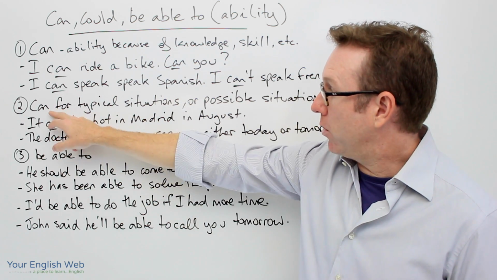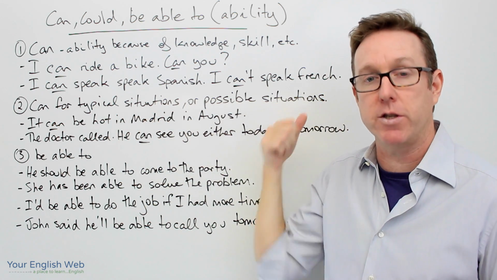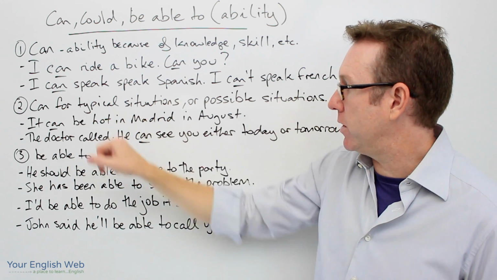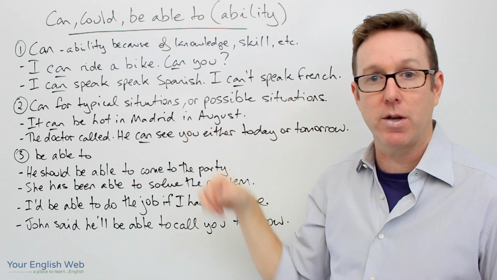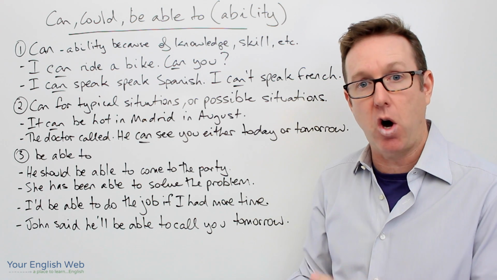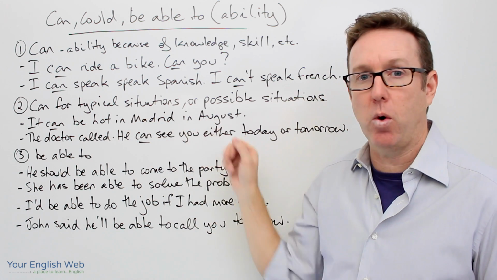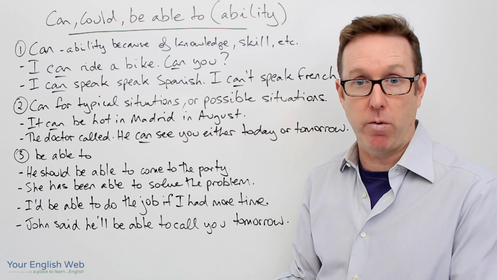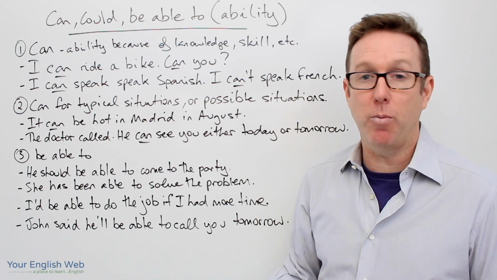Now, we can also use can for typical situations or possible situations because of the circumstance, okay? Now, what we mean by this is typical situation. It can be hot in Madrid in August. It's typical for it to be hot in Madrid in August. Madrid is a hot city in August. So it can be hot in Madrid in August. It can snow in Madrid in January, okay? Is a typical situation. Well, it's not really typical, but it's possible.